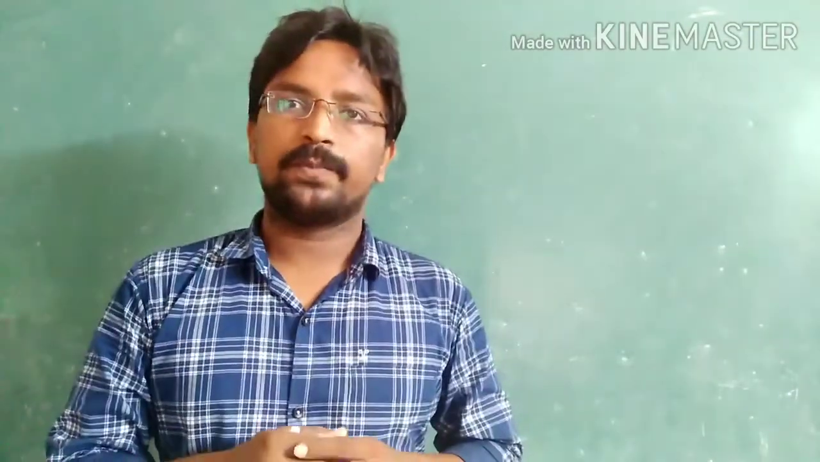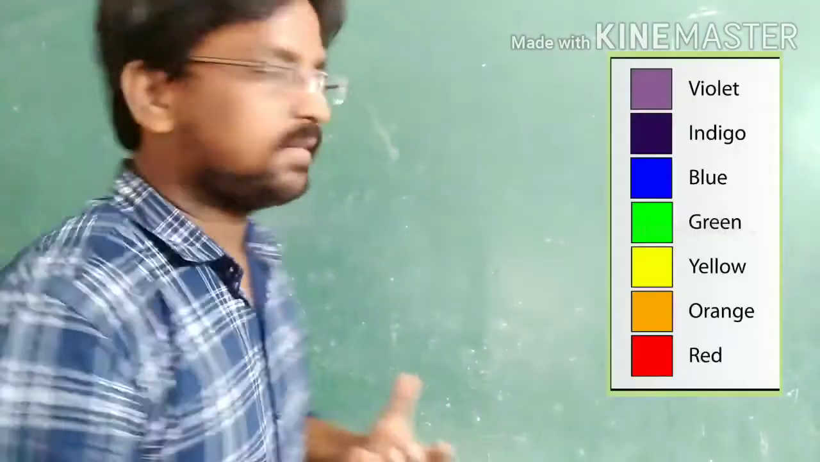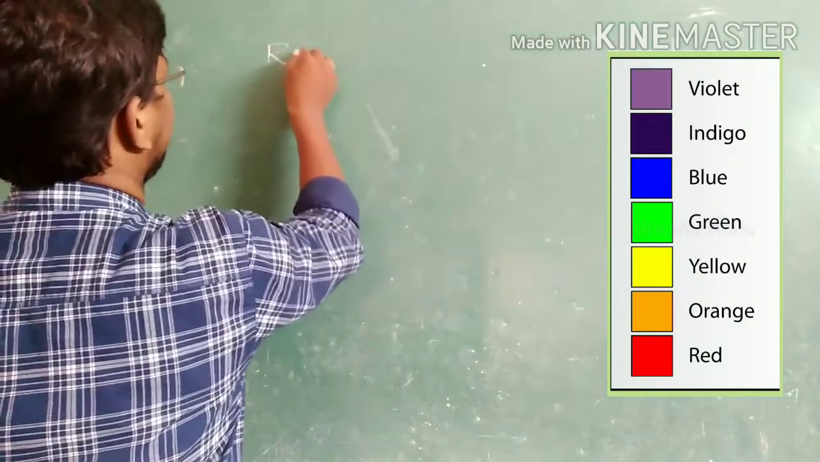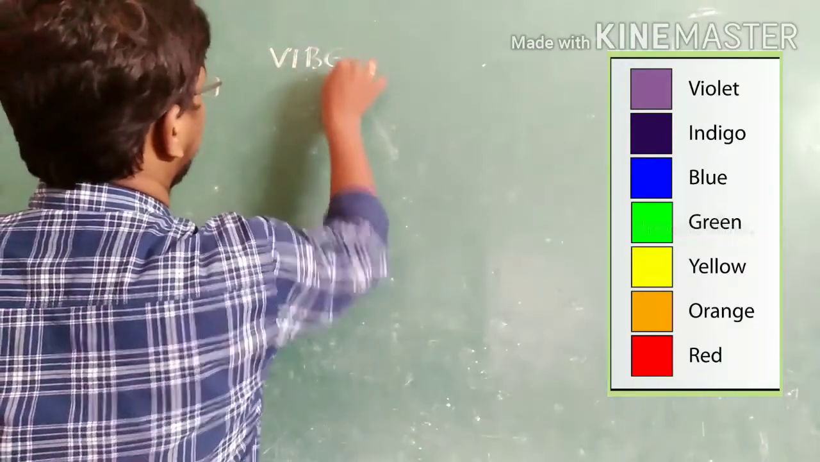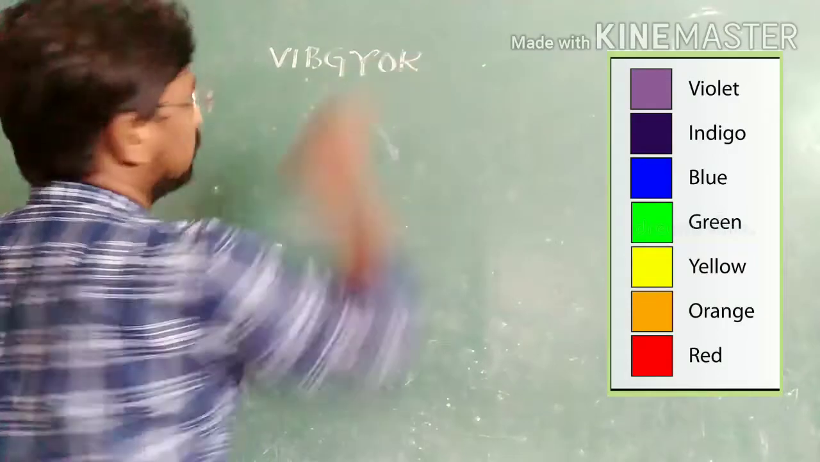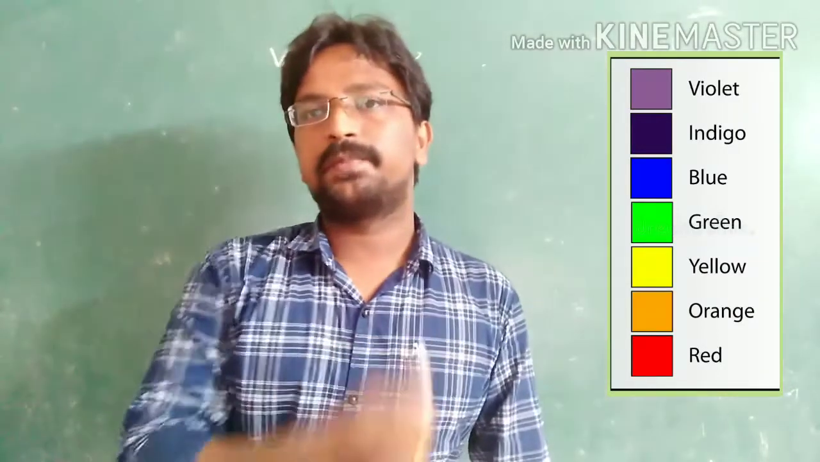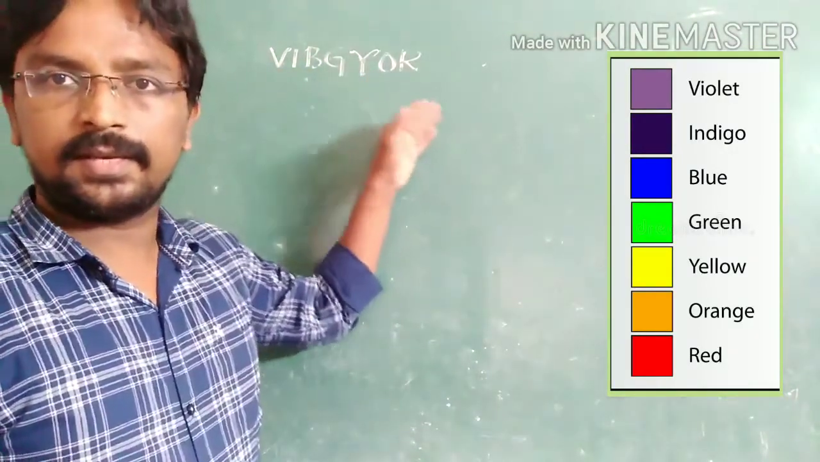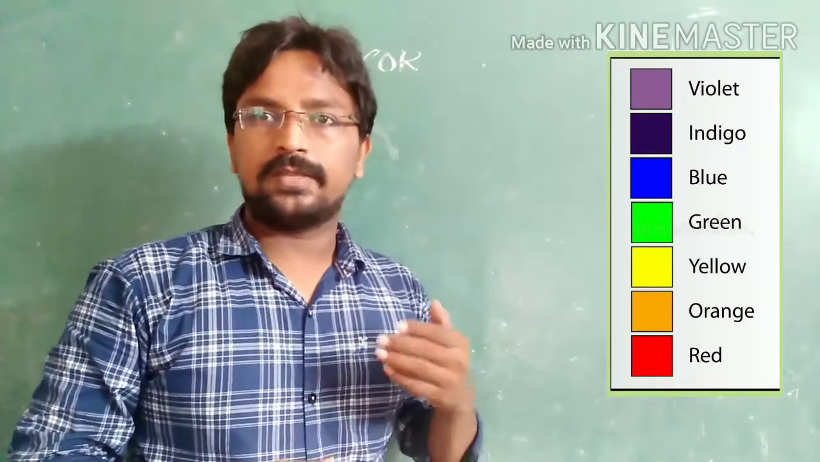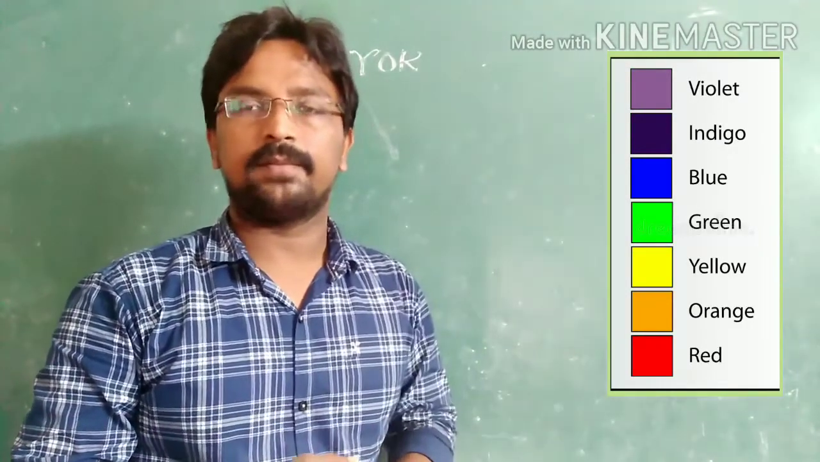Generally in our daily life we observe the rainbow. In the rainbow there are 7 beautiful colors. We can simply remember those 7 colors as VIBGYOR. That means violet, indigo, blue, green, yellow, orange, red. So these 7 colors are present in the rainbow.